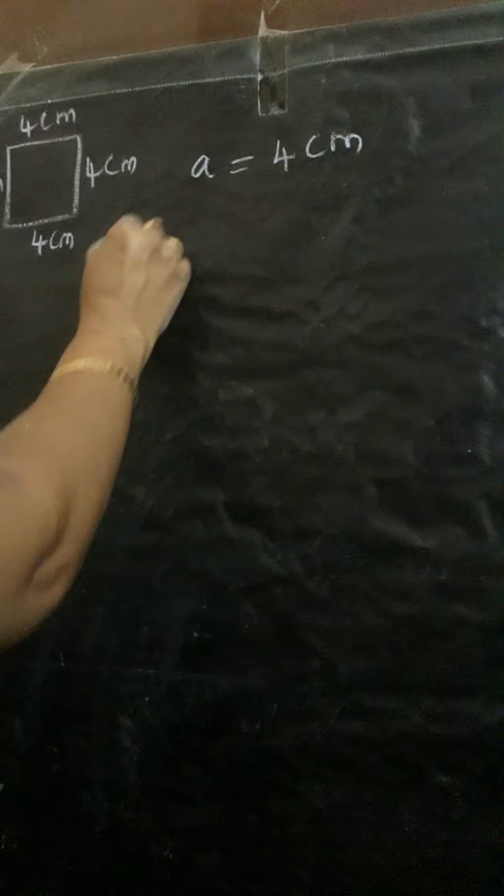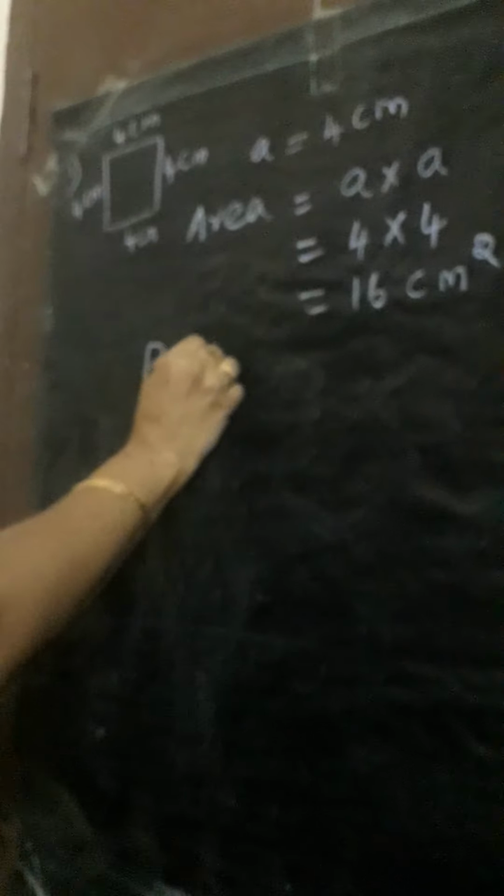So area of the square. What is the formula for area of the square? Area of the square equal to side into side. So A into A. So A equal to 4 centimeter. So you substitute the value in this formula. So 4 into 4. 4 4s are 16 centimeter square. So area of the square equal to 16 centimeter square.